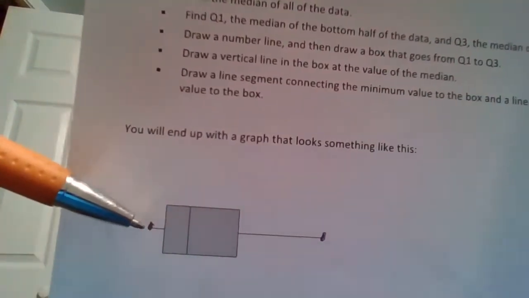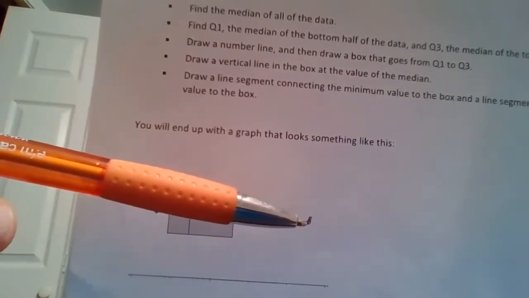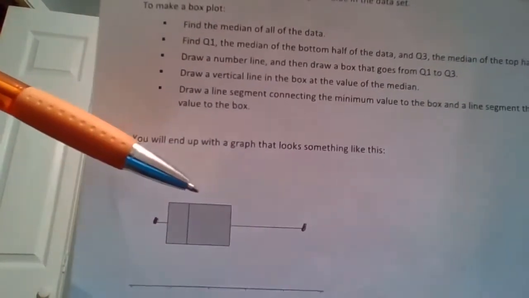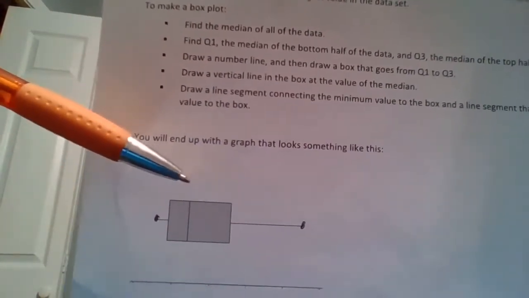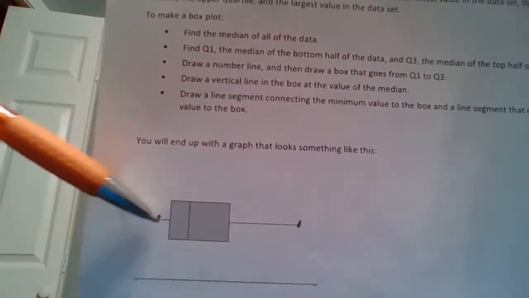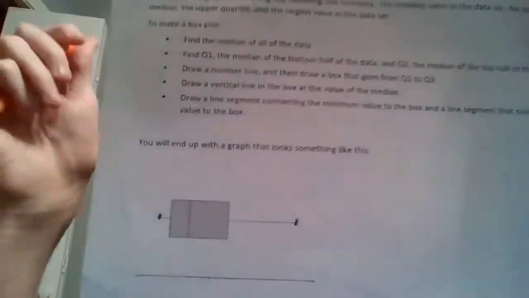So there's the minimum, and I'm going to draw a line that connects it to the box. There's the maximum. I'm going to draw a line that connects it to the box. That's why I like to call it, guys, a box and whisker plot, because then you can see, okay, there's the box, and then here's kind of like a cat. Here's my whiskers sticking off of the box.